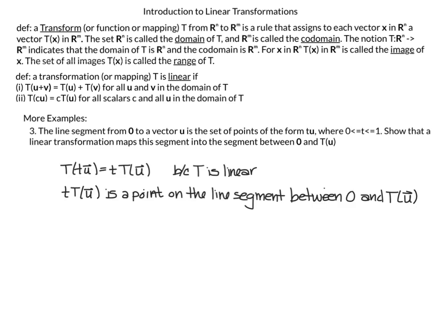This one's a pretty short problem. So T of tu, where this is little t, the parameter t going between 0 and 1, we can pull out the t times T of u because T is linear. We can pull out the scalar. But t times T of u is a point on the line segment between 0 and T of u, right? Because t goes between 0 and 1.